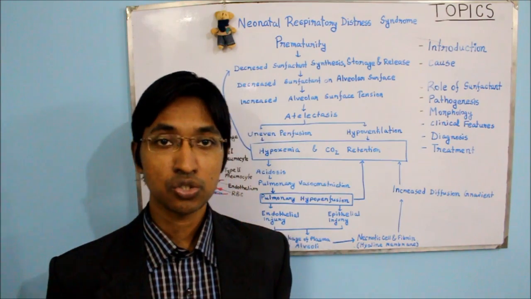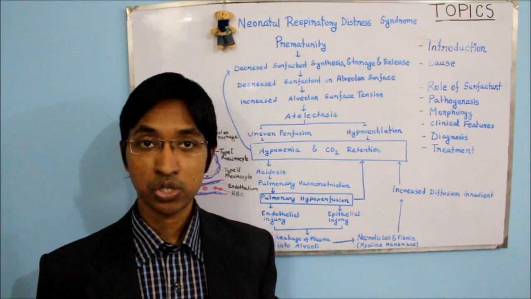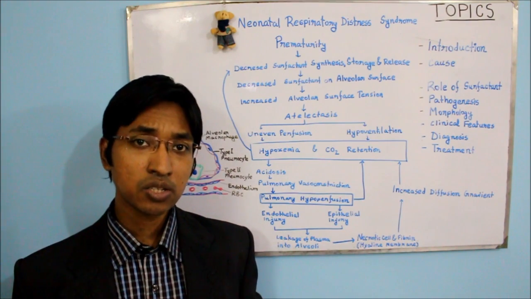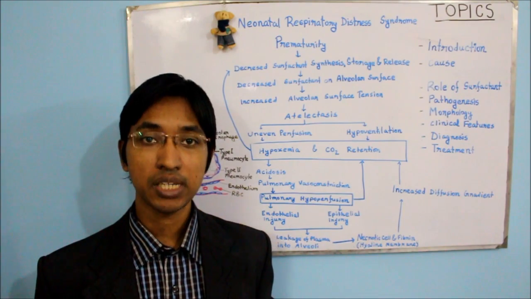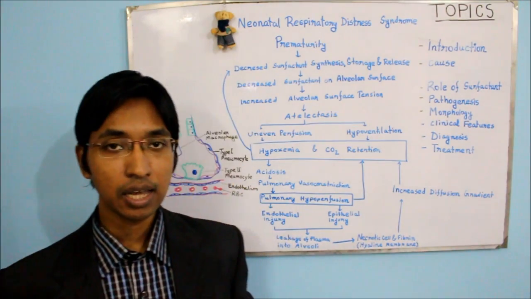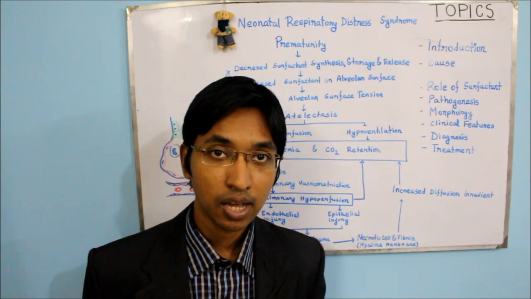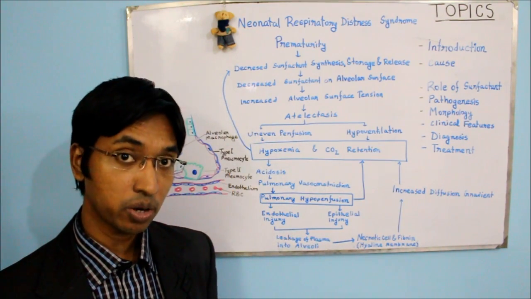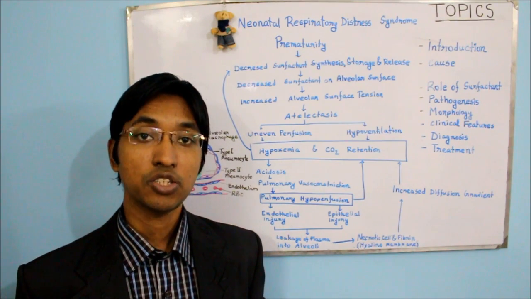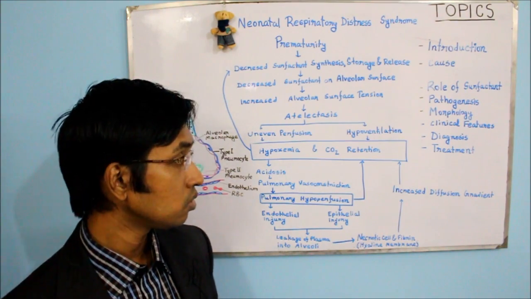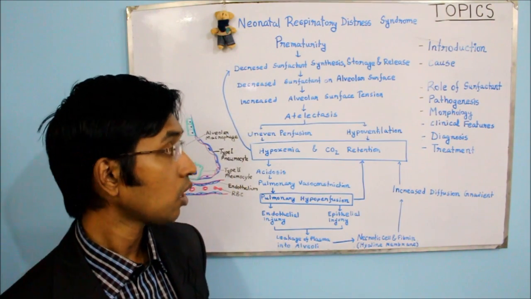Other clinical features will include intercostal and subcostal retraction, and in extremely immature neonates there can also be apnea. Now, what is apnea? Apnea is temporary cessation of breathing, and that can be seen particularly if the neonate was extremely immature. So these were in short the clinical features of this disease.